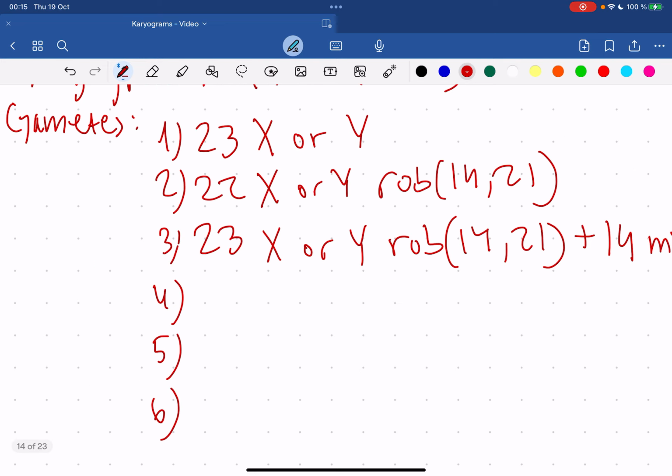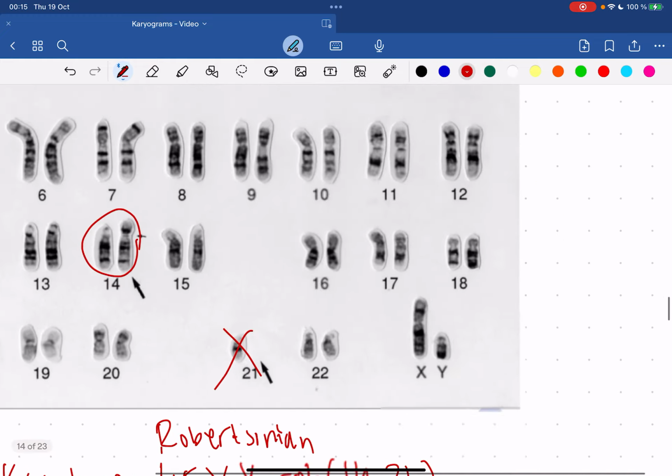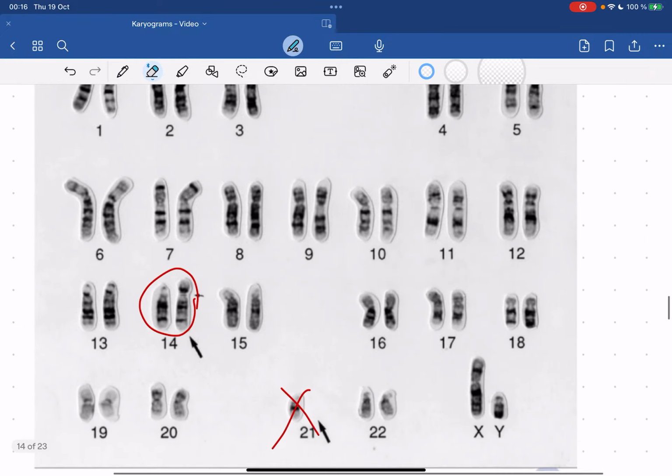4 would just be the opposite of this. So minus 14, so 22, X or Y minus 14. And if we look here, that would look something like this.